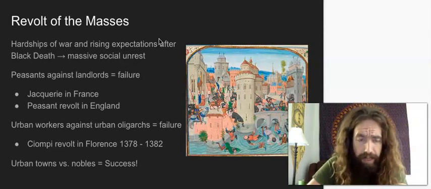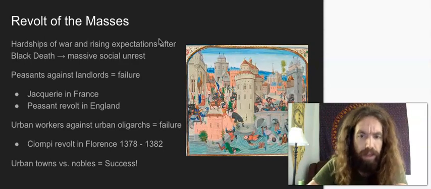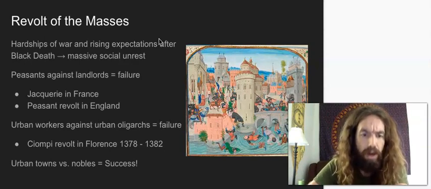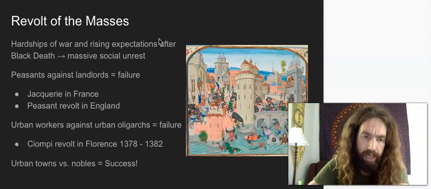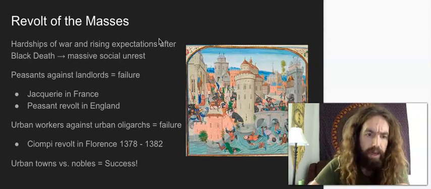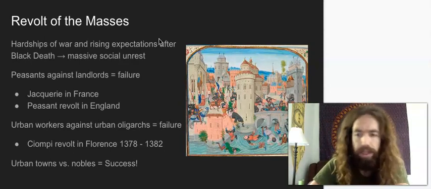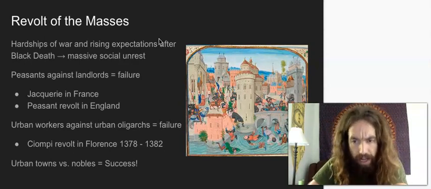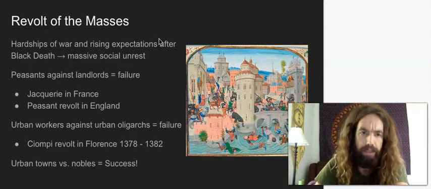So there's a lot of peasant rebellions. There's a major one in France called the Jacquerie, and another major one led by a guy named John Ball in England. These both fail totally. There's a revolt in the city of Florence in which the poor workers who work in the cloth industry, known as the Ciompi, take over the government of Florence for about 4 years before being overthrown. And there's also a number of cases in which independent towns go up against feudal lords, and these guys win. So we're going to look a little bit at each one of these.